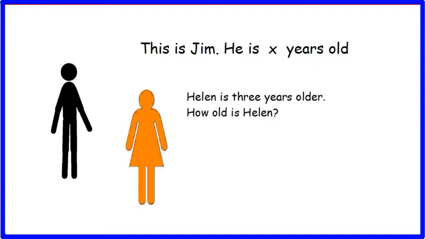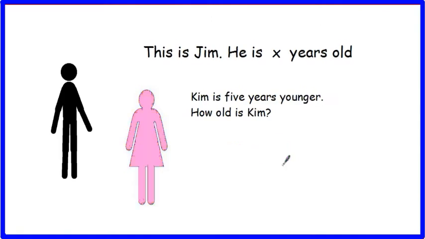Helen is 3 years older than Jim. How old is Helen? Helen must be Jim plus 3. So that would be Jim, and then 3 years older. If Jim is 10, she should be 13. If Jim is 15, she would be 18. Kim is 5 years younger.